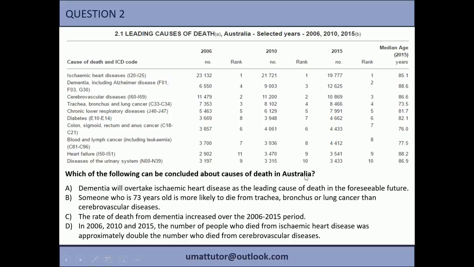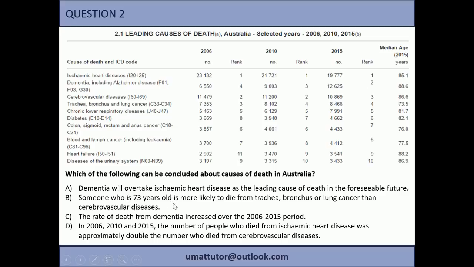The other issue with A, just quickly, is that foreseeable future is a very vague term. You could define that in a number of different ways. So those are the concerns with option A. B may be tempting given that out of trachea, bronchus, and lung cancer and cerebrovascular diseases, which are found up here in the table, out of those two, it's the trachea, bronchus, and lung cancer that seems to strike people at a younger age, with a median at 73.5. And that is, of course, in keeping with our answer here of someone who is 73 years old.